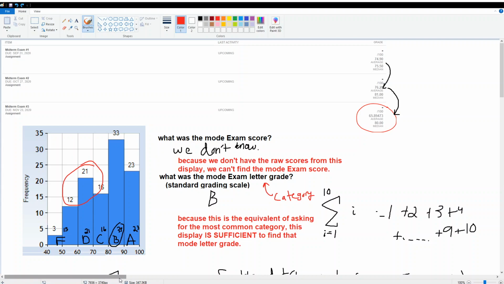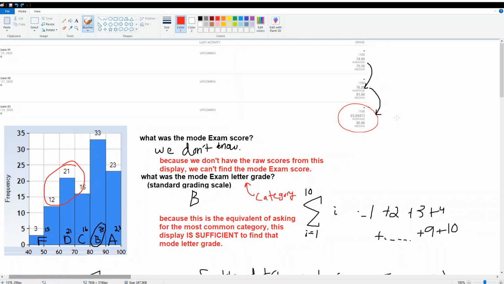So, think of it this way. We have our horrible people and then the hundreds. So when we get to a score of a 50, we have 3 people. 3 people have a 50 or lower. So I'll put less than or equal to. 12 plus 3, so 15 people, say right here, have a 60 or lower. And here, 21 plus 15, so 36 people. 36 people have a 70 or lower.